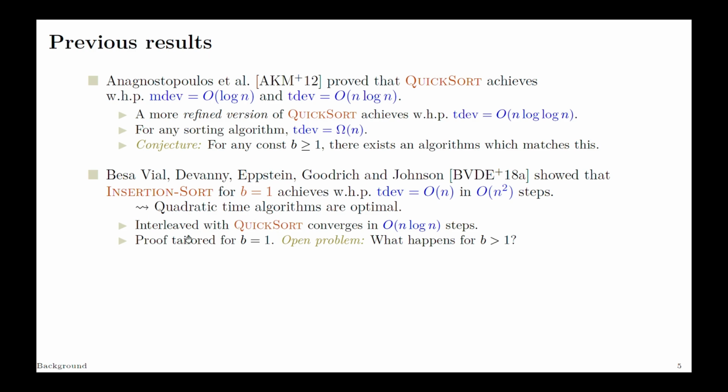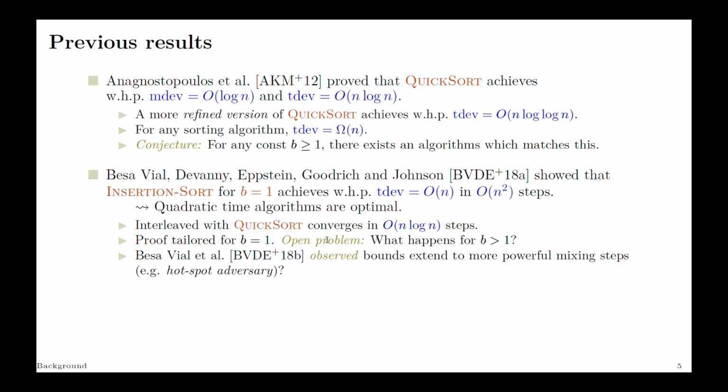However, their proof is quite tailored to the special case of b equals 1, and they left as an open problem what happens when b is greater than 1. And the same set of authors also conducted several experiments with more powerful mixing steps, and the same bounds seem to hold in these cases.